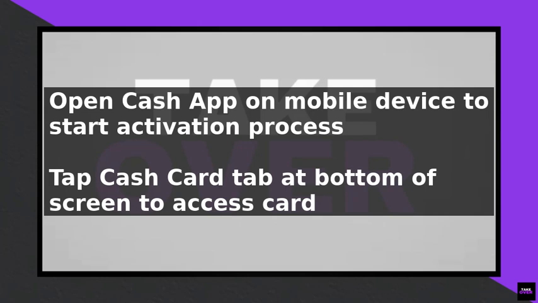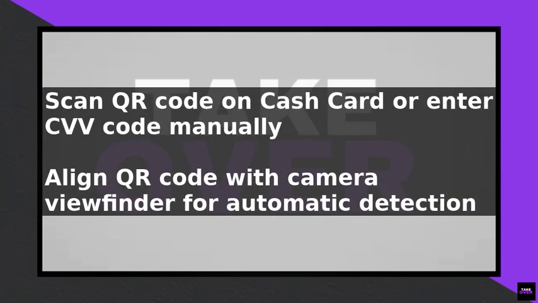You will be prompted to use the camera on your device to scan the QR code found on the Cash Card, or you can choose to enter the CVV code and expiration date manually. If you choose to scan the QR code, align the code with the camera viewfinder and the app will automatically detect and scan the code. If you choose to enter the details manually, ensure that you type in the correct CVV code and expiration date as they appear on the card.